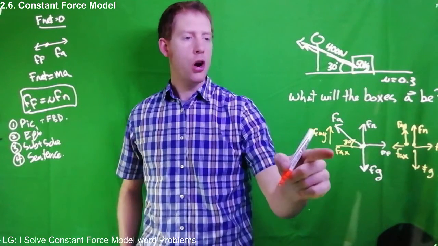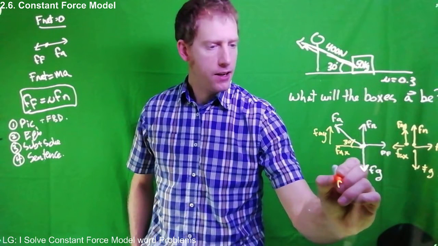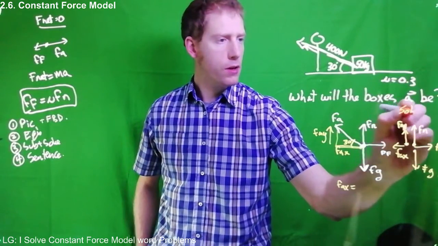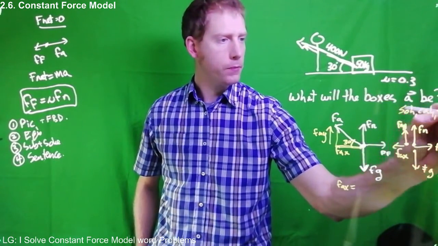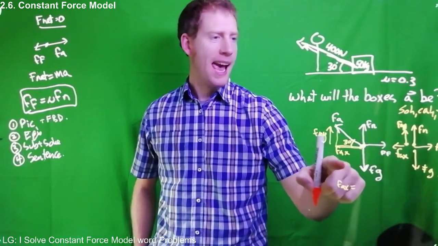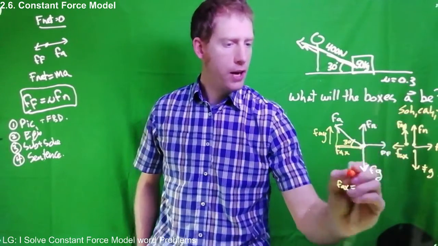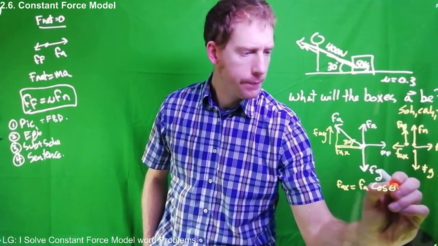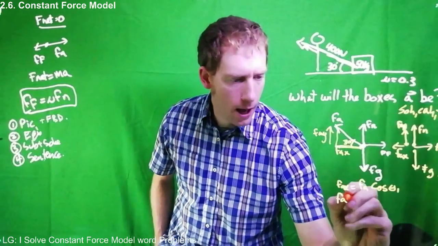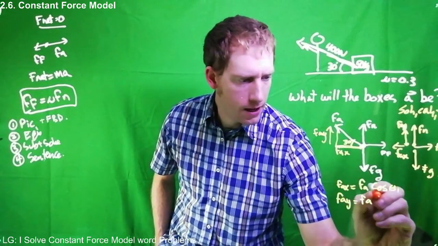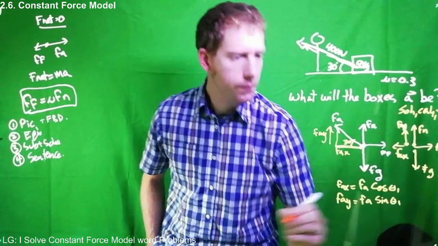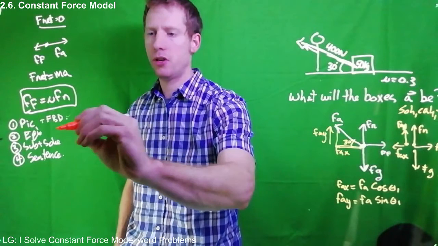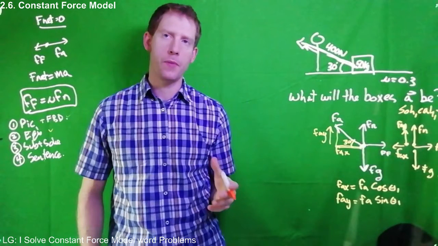We can determine FAX because we're given this angle. We can determine the x component using cosine. It's going to be equal to FA cosine theta. And then FAY is going to be FA sine theta. So now we have our FBD, we have some equations. The next thing that we need to do is determine the x and y equations so that we can determine what we have.